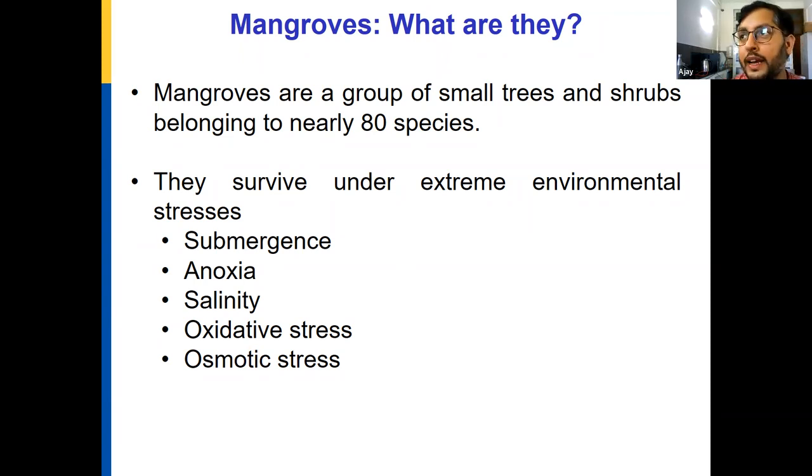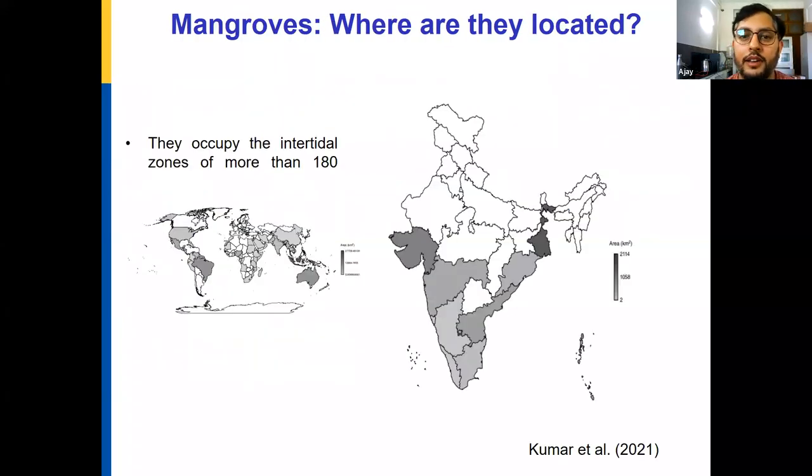Before going into how the plants deploy different mechanisms for different stresses, let me begin with this particular slide. Where are these mangroves located? They occupy more than 180 countries. Mostly they are found in the coastal areas, in the tropics and subtropics, within this particular zone. They are not found in the mainstream towards the land, but only in the coastal areas.